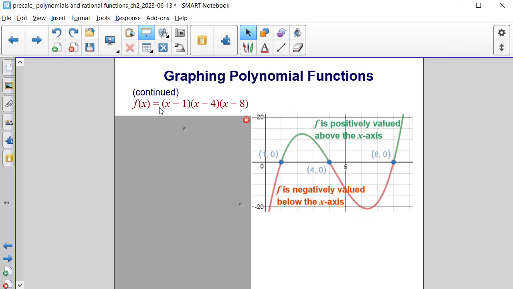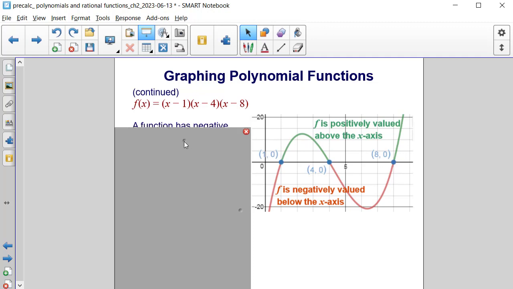So if we sketch a graph of f of x is equal to x minus 1 times x minus 4 times x minus 8, we have x-intercepts or zeros of 1, 0, 4, 0, and 8, 0. And then because it is an odd degree polynomial, its end behavior to the left will be approaching negative infinity, and to the right it will be approaching positive infinity. So it'll rise as it approaches positive 1, and then it'll start falling back down as it approaches 4, and then it'll rise back up again as it approaches 8.